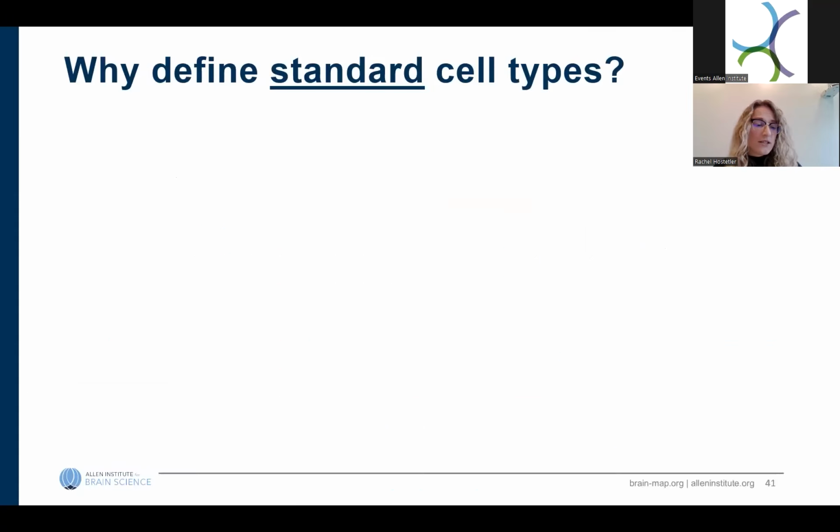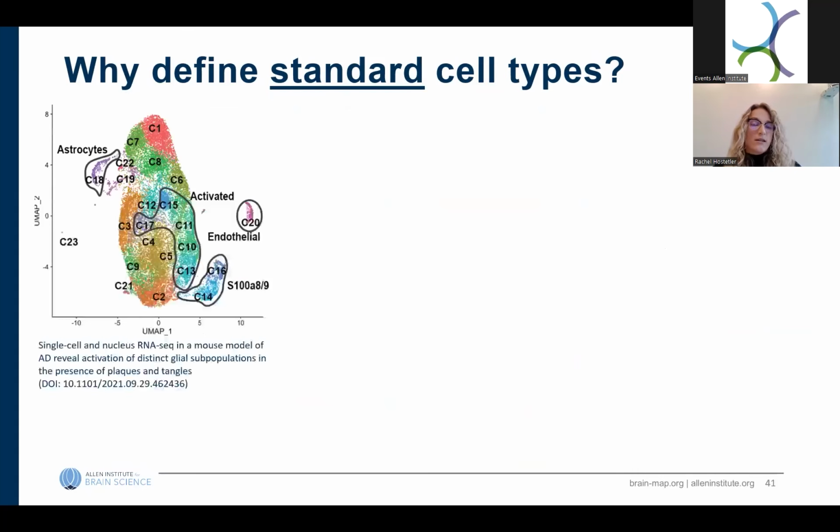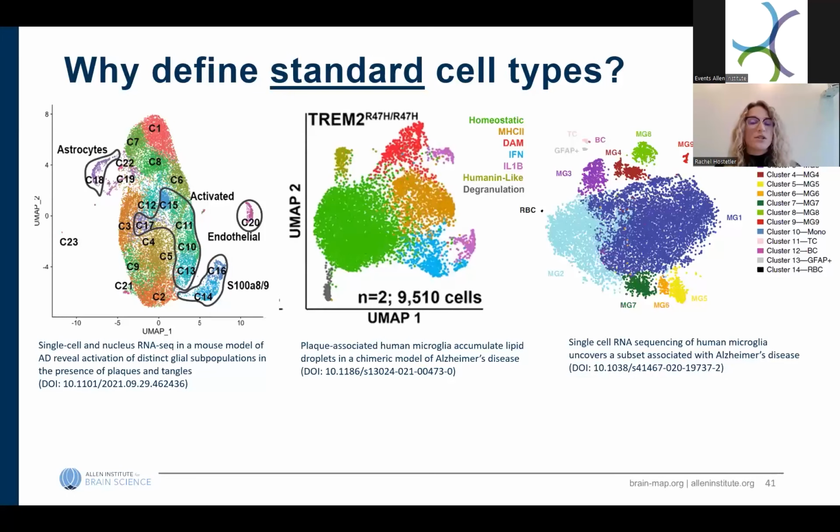And so why is it important to define standard cell types to begin with? Another reason is that when people in different labs and different research institutes are studying different things, they might come up with similar results, but it's very hard to compare these studies side by side. So these are 3 studies done from different labs, and all 3 of these studies noticed that there were changes in microglia during Alzheimer's disease.